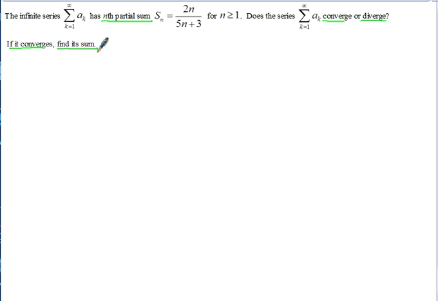Okay. So what we can do to figure this out is, well, what's happening to see if it converges or diverges? Well, the number of terms n is going to infinity. So let's see what happens. The limit as n approaches infinity of 2n over 5n plus 3. Well, if we substitute in infinity, we get 2 infinity over 5 infinity. The plus 3 is negligible. Then the infinities reduce out, and we get 2/5. So this partial sum, as the number of terms goes to infinity, is approaching 2/5.